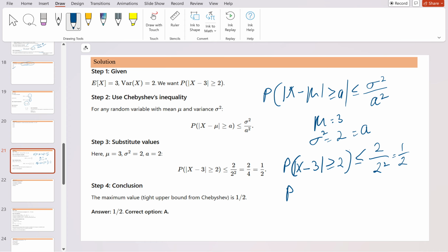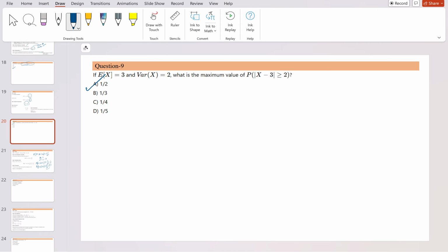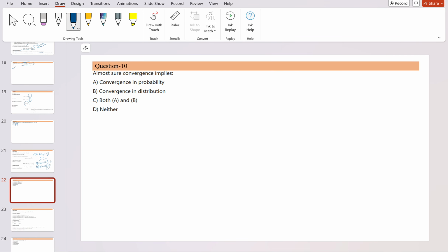So what you got is that the probability of |x minus 3| greater than or equal to 2 is less than or equal to 1 upon 2. So what is the upper bound here? The maximum value, which is tied to the upper boundary from the Chebyshev inequality, is 1 by 2, that is 0.5. So option A is matching correctly. It is 0.5, option A. Let's move forward.